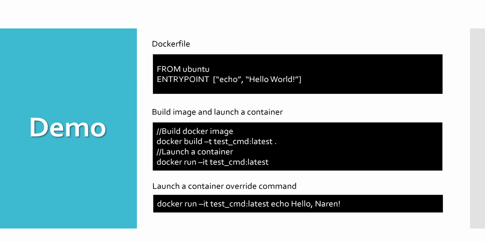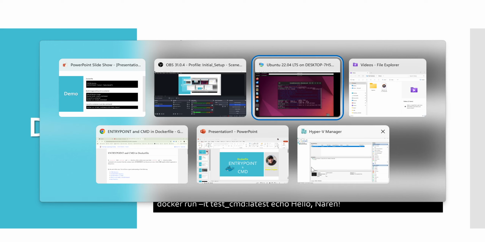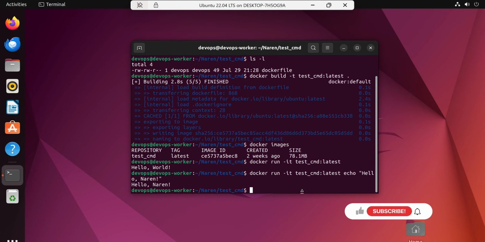In the ENTRYPOINT demo, we will do the same steps that were executed in the CMD instruction demo. We will create a Dockerfile, but this time we will not use CMD, we will use ENTRYPOINT. Then, the same way, we will build the image, launch the container with the default command that we have, and then we will also try to override the command to see what happens. So let's move to the Ubuntu VM again, and we are here on my Ubuntu VM.